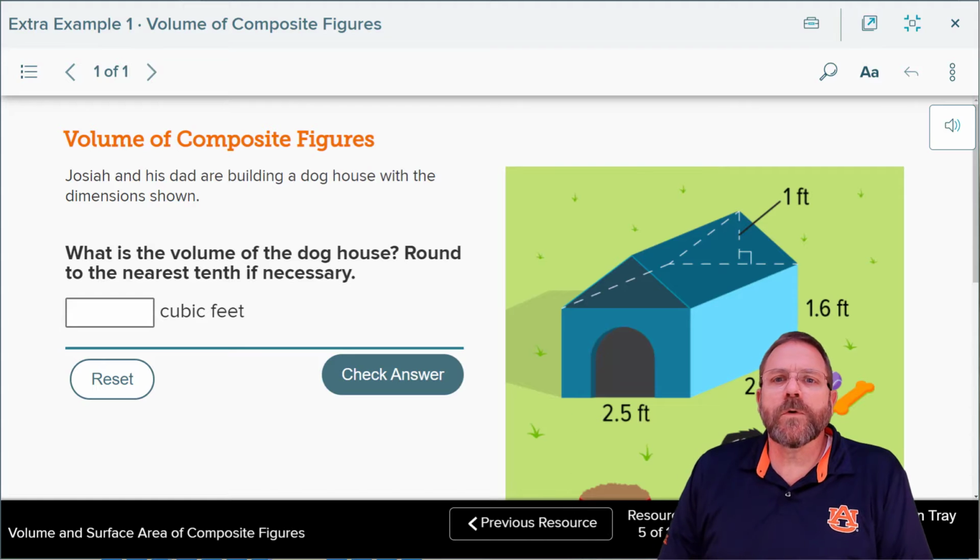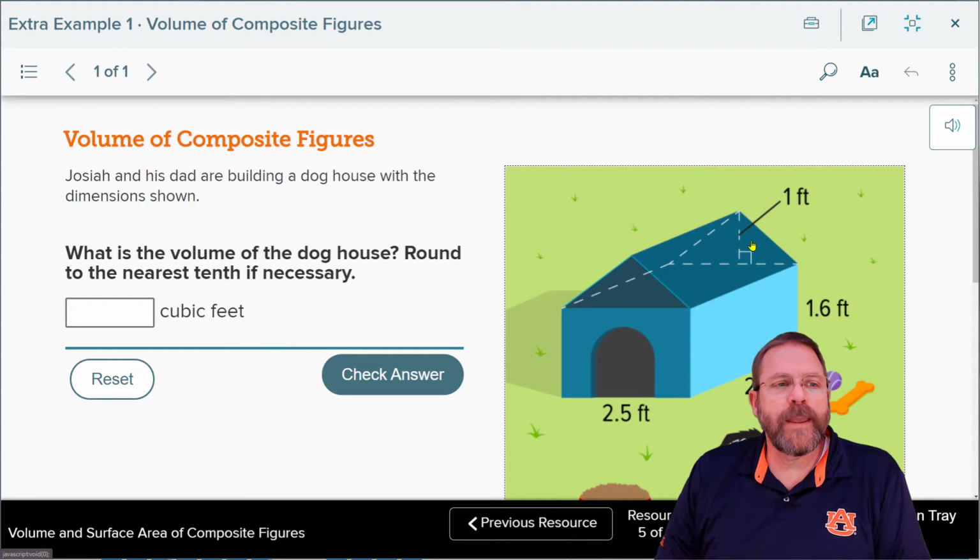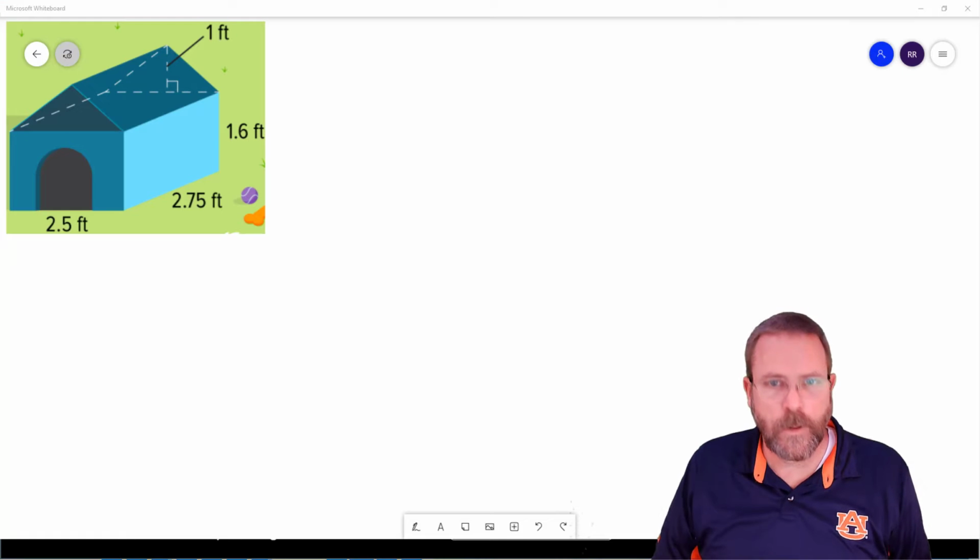Now it's going to be your turn to do extra example 1, where you have a rectangular prism and a triangular prism that you have to find the volume of and add them up together. Go ahead and find the volume like I taught you to. Find your base area first, and then find the volume after that for each part. That's how I'm going to show you the work.